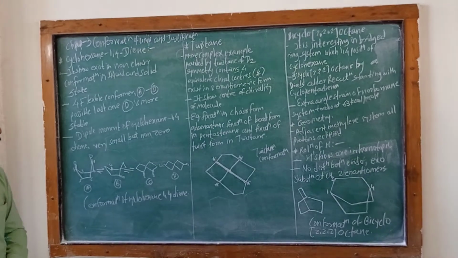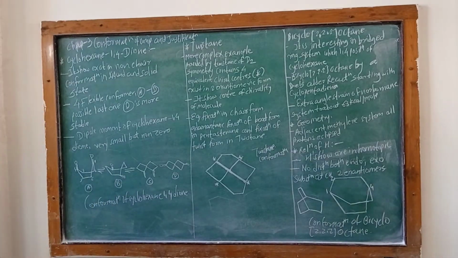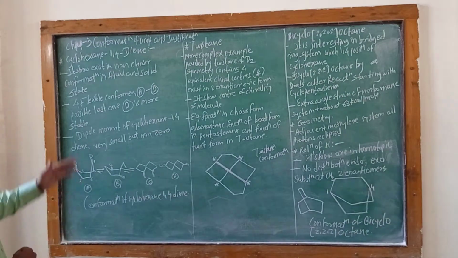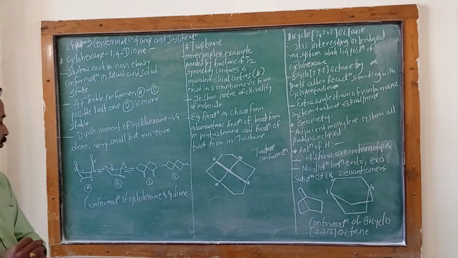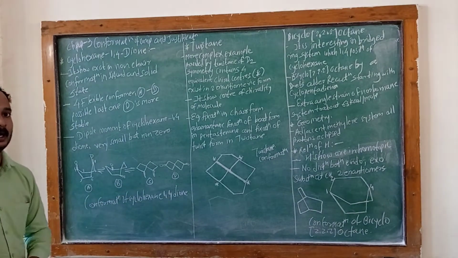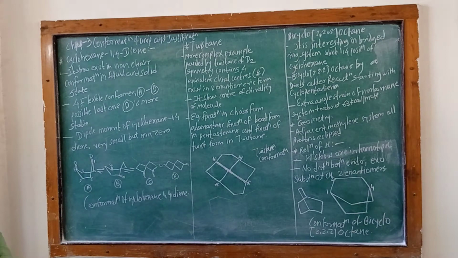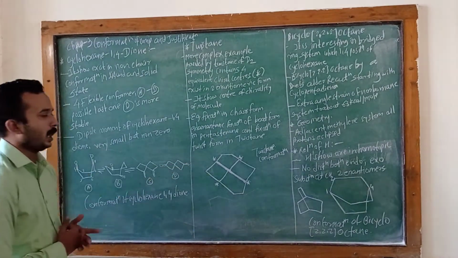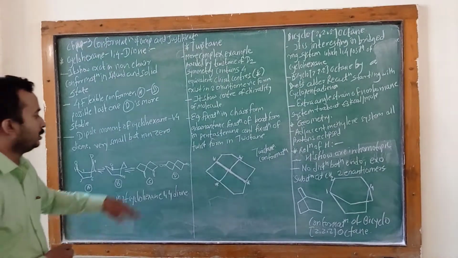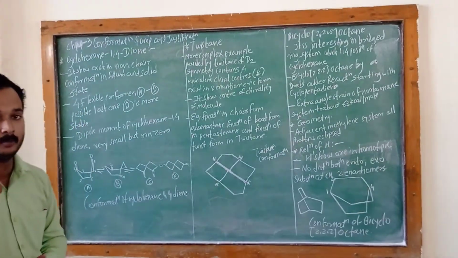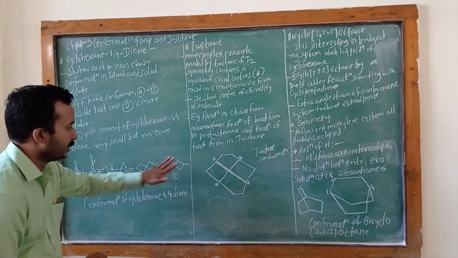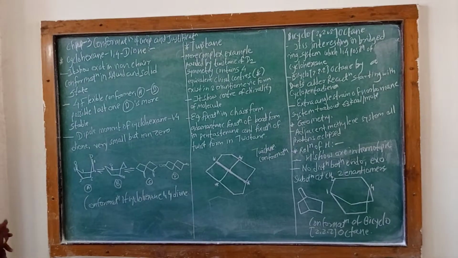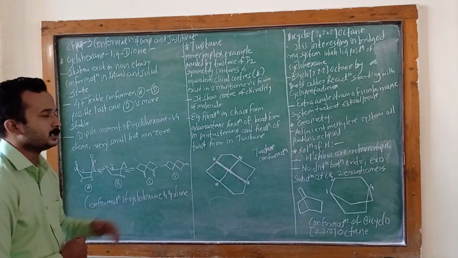Why is it more stable? Because four flexible conformers are possible, but D is more stable. Why is D more stable? Because it shows the carbonyl groups in the equatorial position. Therefore, there is no steric interaction between them, and so it is more stable. Therefore, D is more stable.